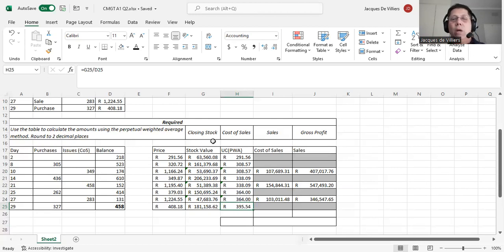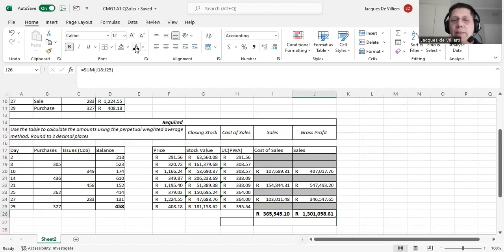Now, that hasn't answered any of the questions yet. What we are supposed to calculate is our cost of sales and our sales. So the way to calculate our cost of sales is to add these three amounts in the cost of sales column. And the way we calculate our sales is to add the three amounts in the sales column.